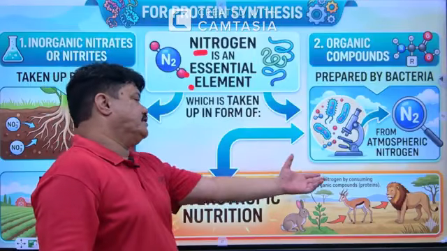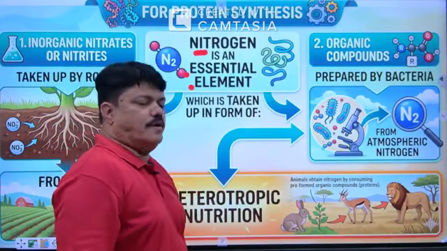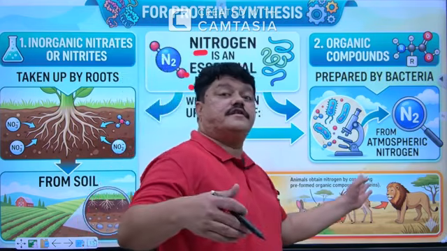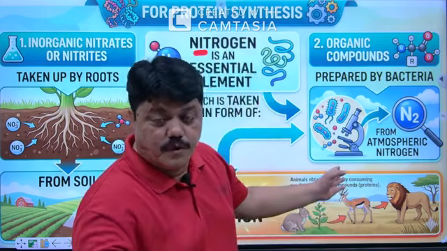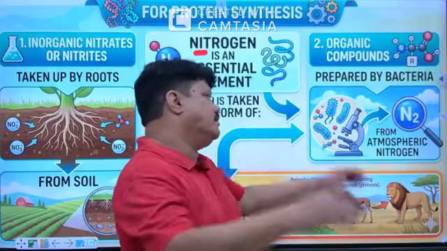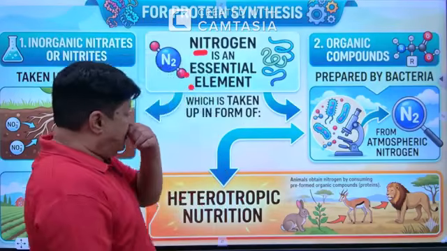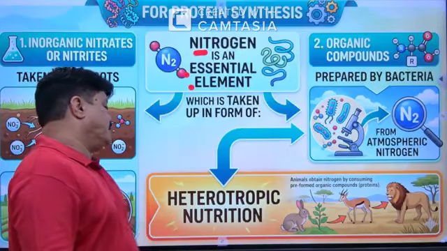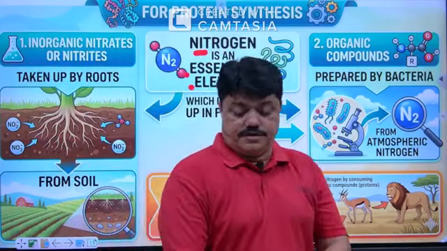Animals obtain nitrogen by consuming preformed organic compounds or proteins present in their food material. So it's so simple about protein synthesis. And the next topic is heterotrophic nutrition.